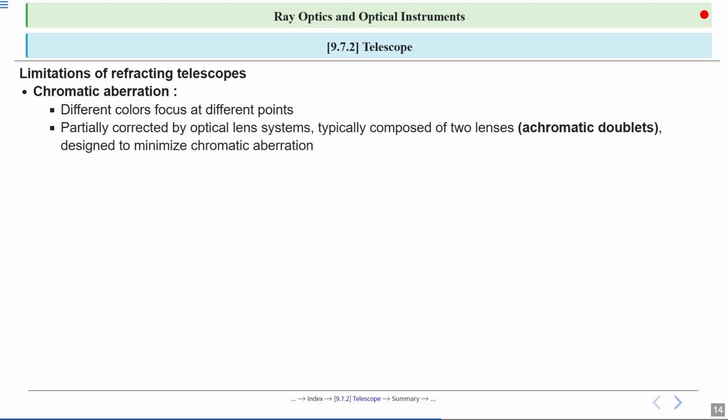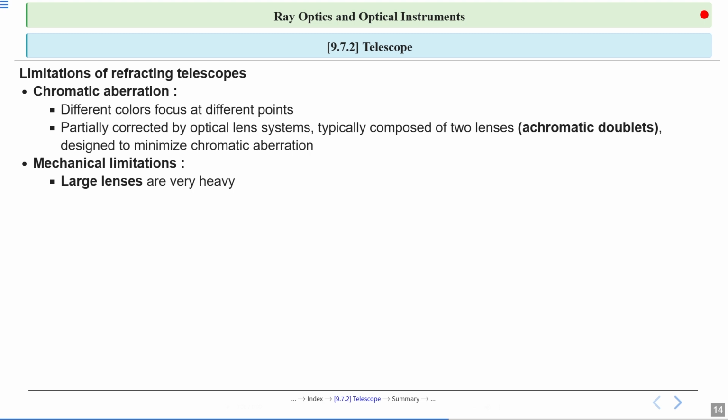Now let's move on to the mechanical limitations. Large lenses in refracting telescopes are very heavy, which poses significant challenges in terms of handling and support. So what are the mechanical limitations? Supporting large lenses, especially those over 1 meter in diameter, is problematic because they are only supported at the edges. This can lead to structural issues and limits the size of the lenses that can be effectively used.